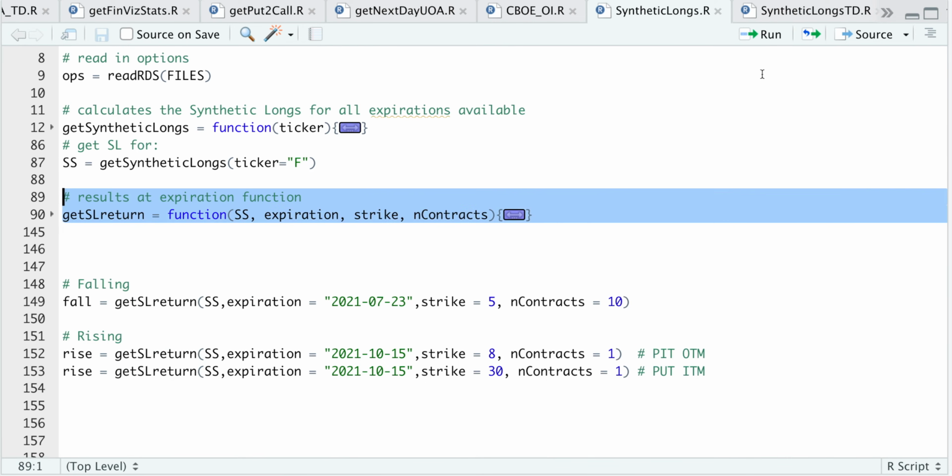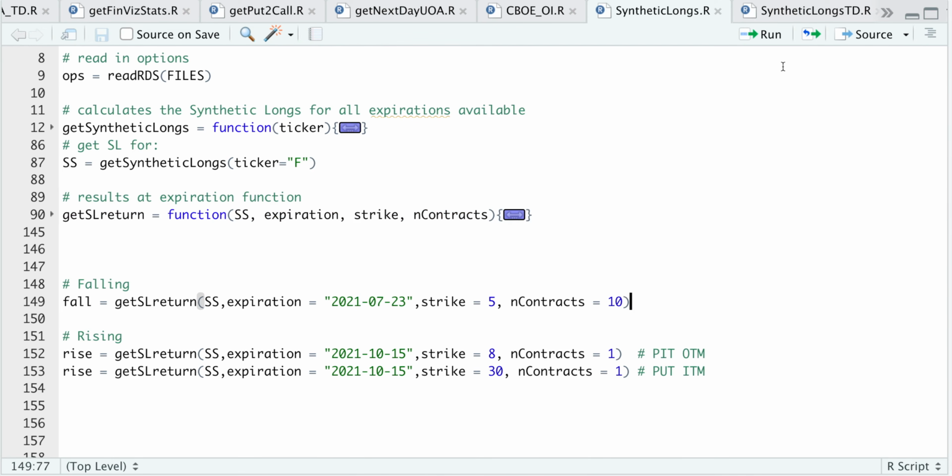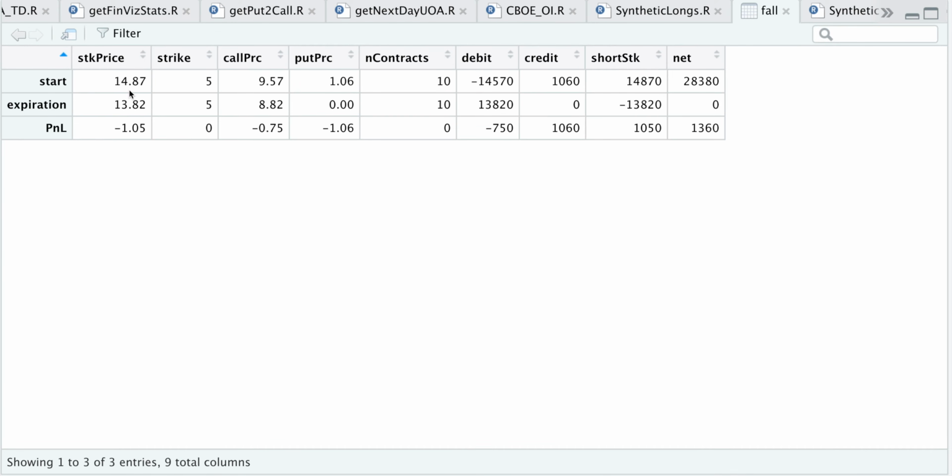I'm going to run this function, and I'm going to test that combination. So if you remember, it was the $5 strike that expired 7/23. So if we run that line and we take a look at that data frame, here the entry price was $14.87. At expiration, our stock was trading at $13.82. So I lost $1.05. Since I was finding the difference between the first couple of columns, the strikes net to zero. Our call price at the beginning was $9.57. At expiration, it was trading at $8.82. So I lost 75 cents. And on the put side, since it was out of the money, it expired worthless.